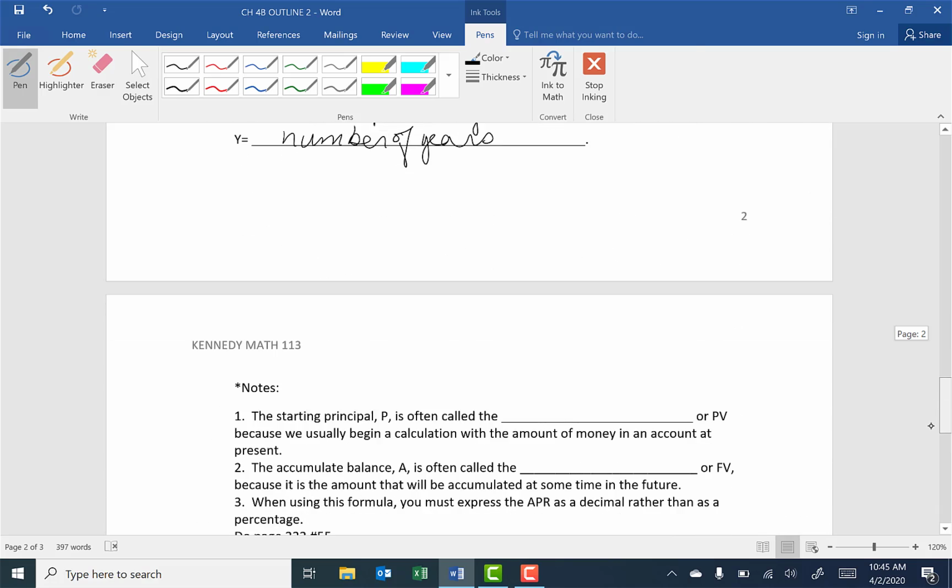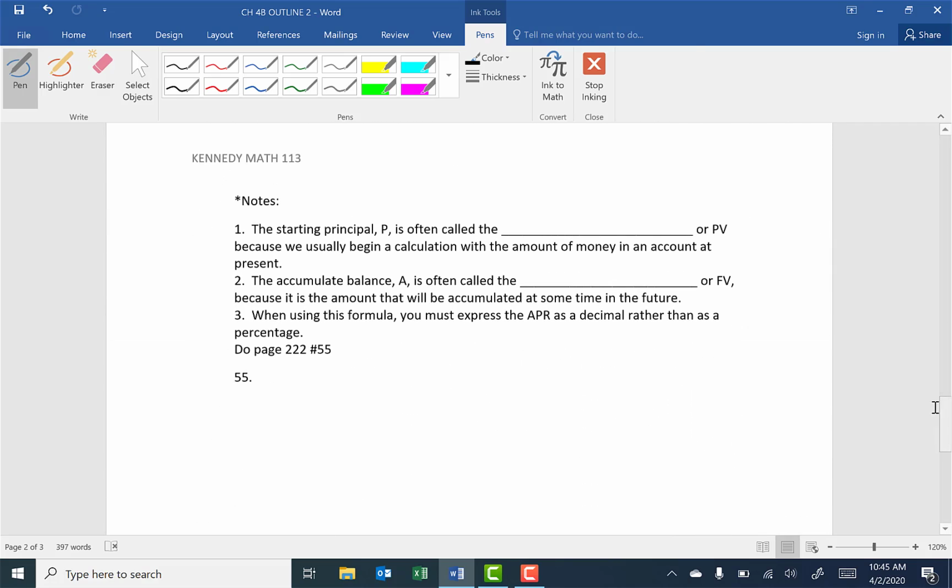And we have some notes. The starting principal P is often called the present value. You don't have to worry about these definitions. And the accumulated balance is called the future value. Again, you do not have to worry about that, but it is in your textbook, and I thought I'd mention it.